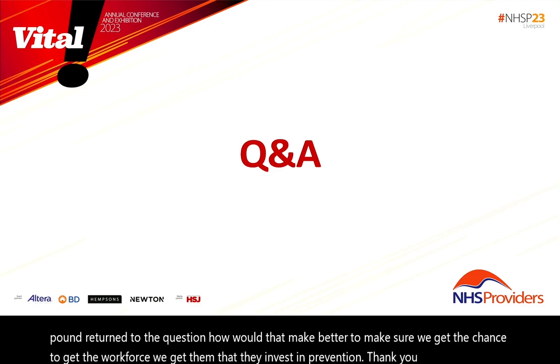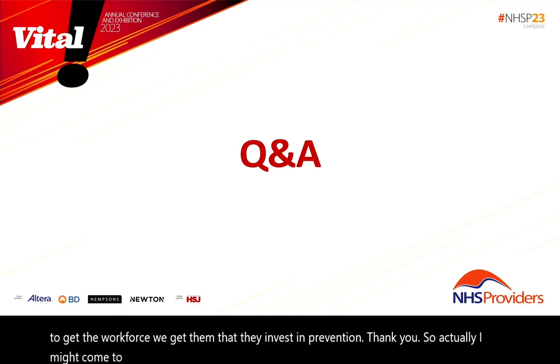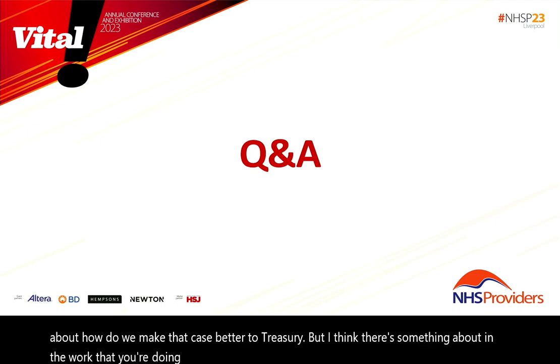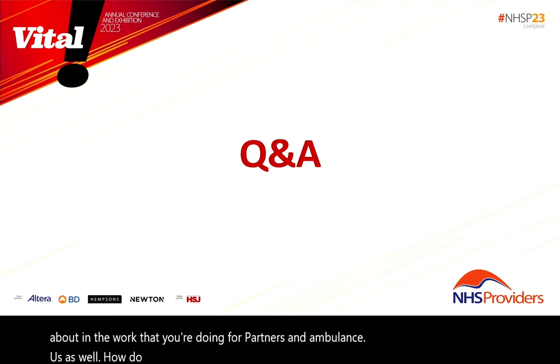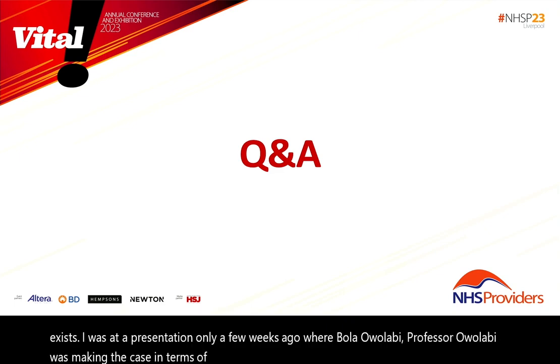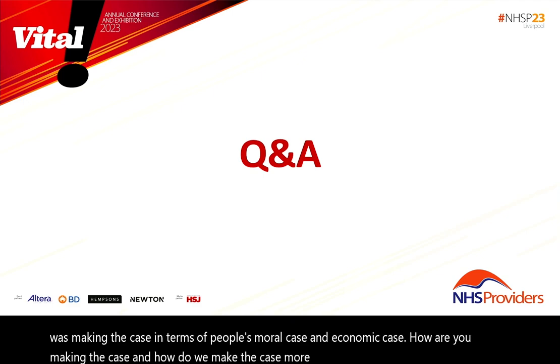So actually, I might come to both James and Ruth, because I think there's something about your question about how do we make that case better to Treasury, but I think there's something about in the work that you're doing for partners and ambulance services as well. How do we convince people? Because actually, I know that economic modelling exists. I was at a presentation only a few weeks ago where Professor Owolabi was making the case in terms of people, moral case, economic case. How are you making the case, and how do we make the case more effectively?